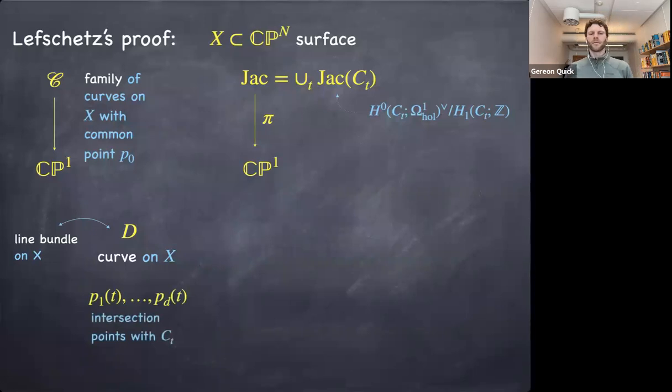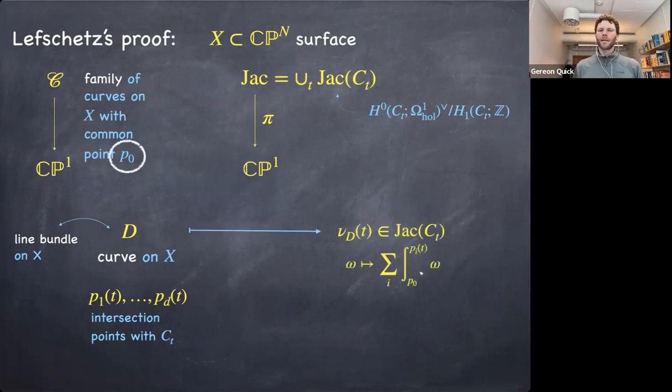Okay, so now we take our example curve D, and then we look at the intersection points for a given T with one of our curves CT in our family. And we just record these points, so let's call them P1 to PD. And then these points give us now a way to define an element in the Jacobian of our curve CT. So if we have taken our points P1 to PD, then we take a differential form. Remember, the Jacobian is an element in the dual of the global sections.